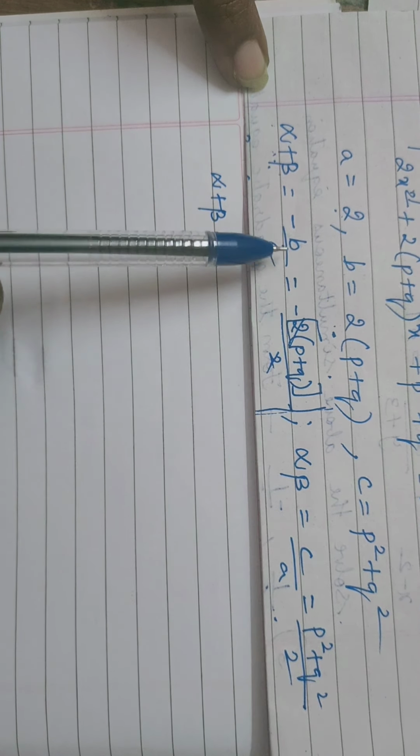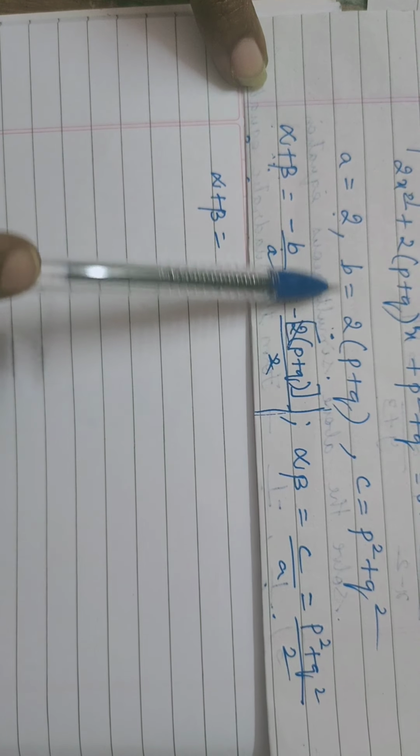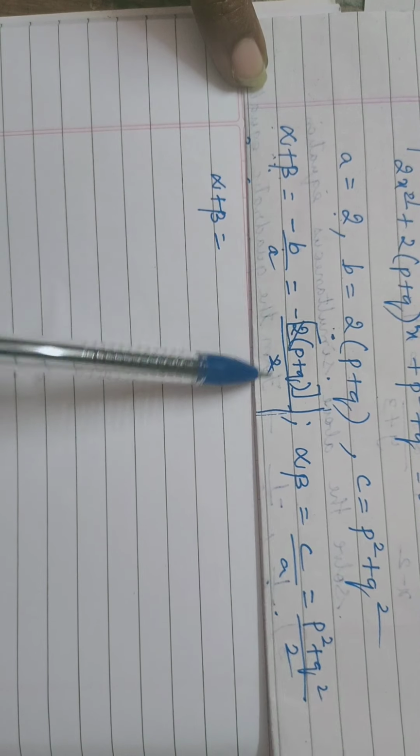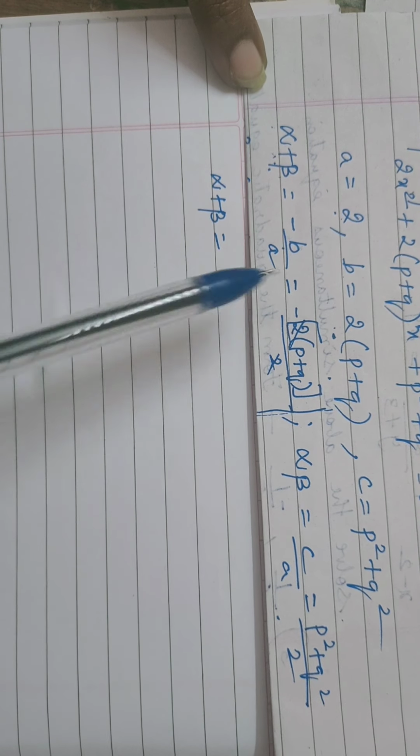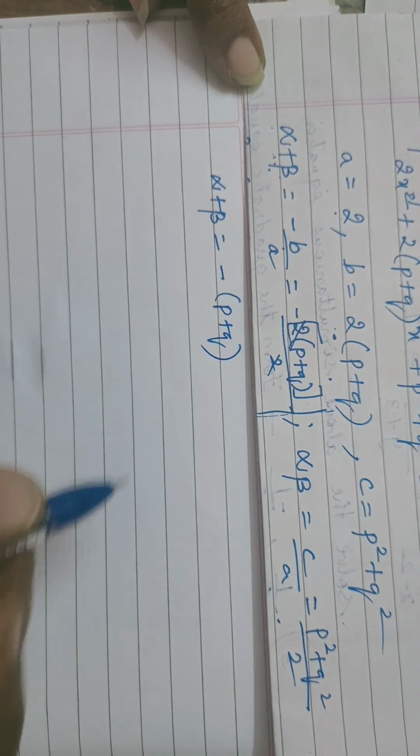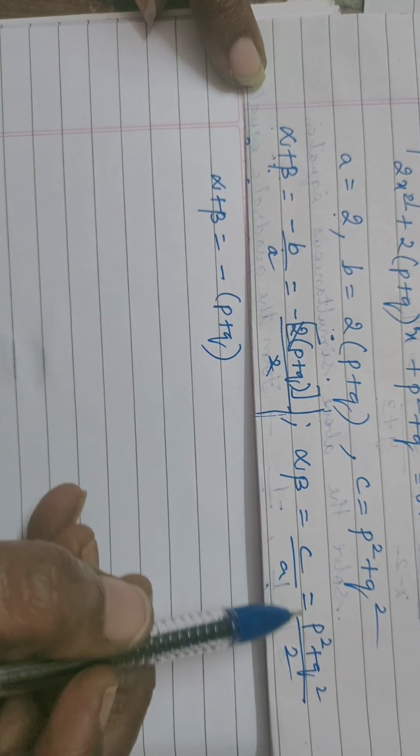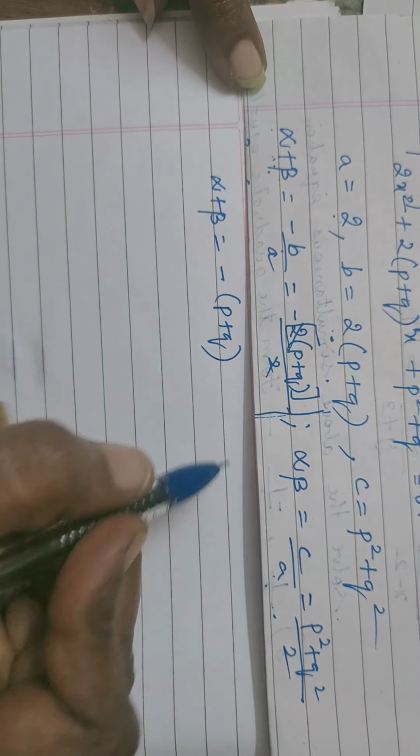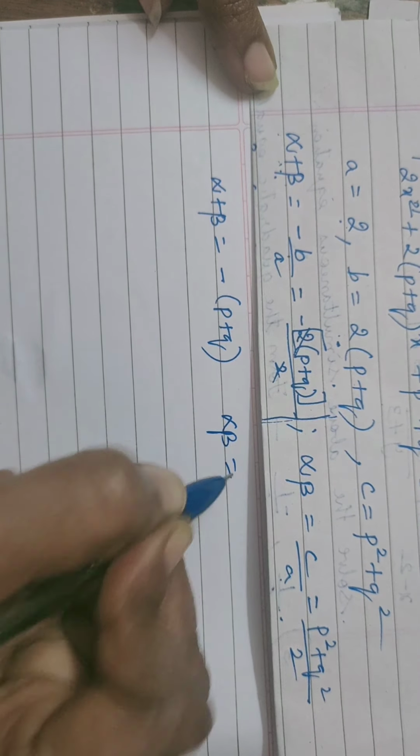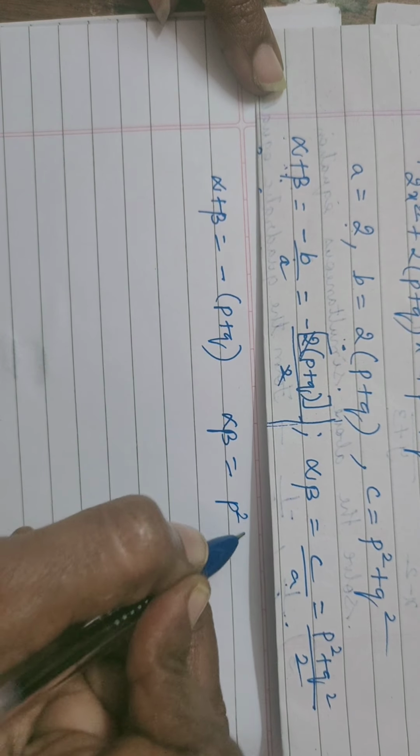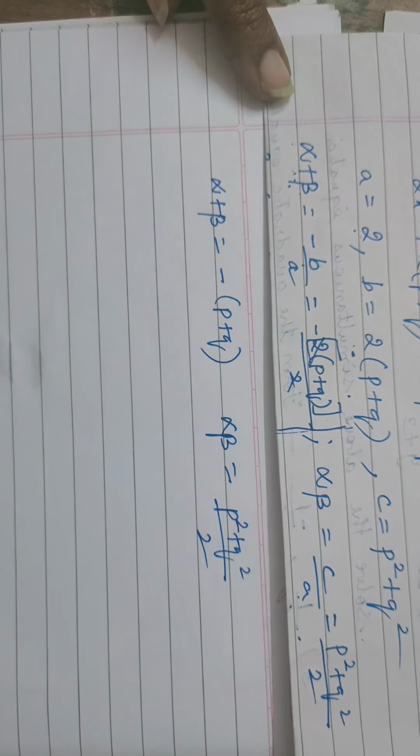So firstly, alpha plus beta is minus b upon a. B is 2p plus q, we write it in that place, and a is 2, so the 2 gets cancelled. We are left with minus (p plus q). And c upon a: c is p square plus q square, and a is 2. So alpha into beta is p square plus q square upon 2. We have kept it ready.